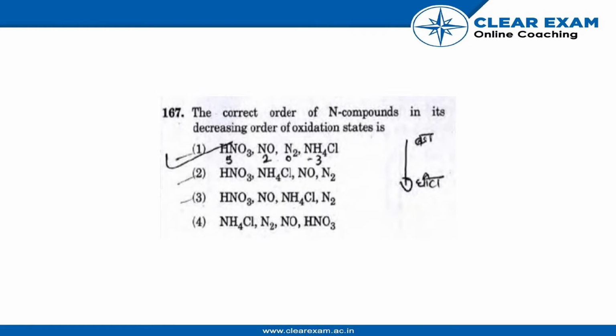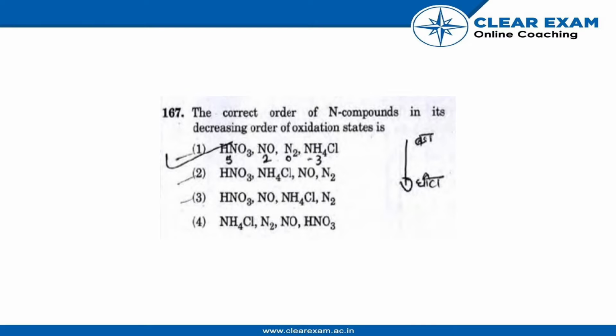So the question is: the correct order of N compounds in decreasing order of oxidation states. Okay, so what we have to do is find the oxidation states, the oxidation numbers. Then we can solve this question. So the options are 1, 2, 3, 4. So let's do it.